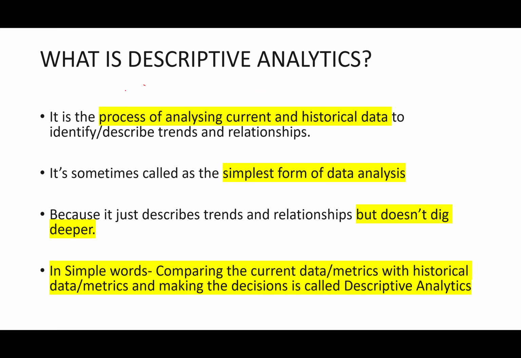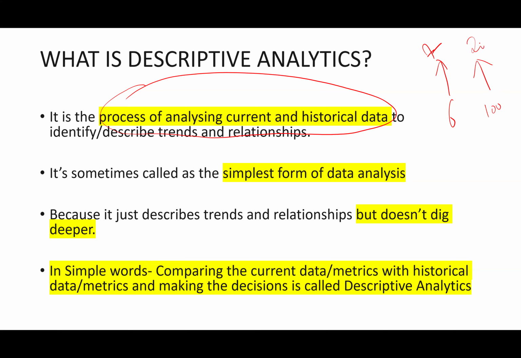It is a process of analyzing the current and historical data, as we discussed. Based on the comparison of current and historical data, it will draw the relationship between the trends. What is a trend? Increasing the earthquake magnitude from 6 to 7. That is called a trend. The share price has increased from 100 to 200 for one company. This is called a trend. So descriptive analytics will compare the current and historical data in order to analyze the trends.